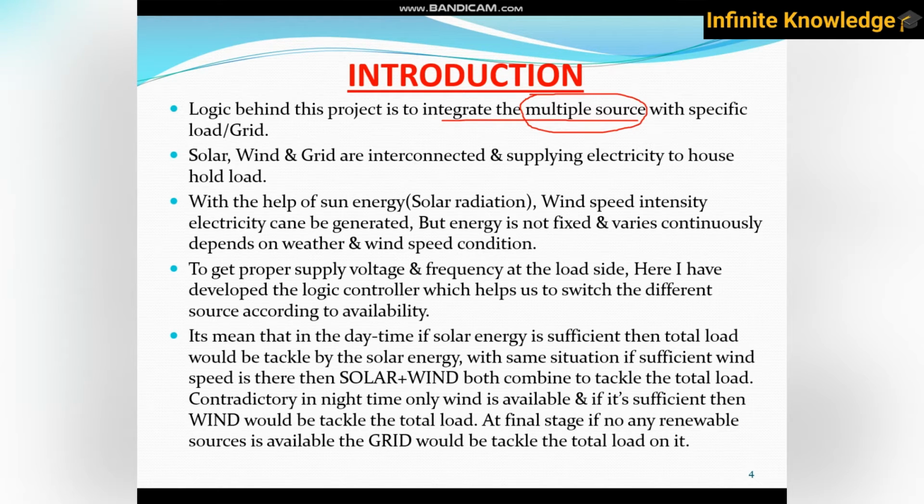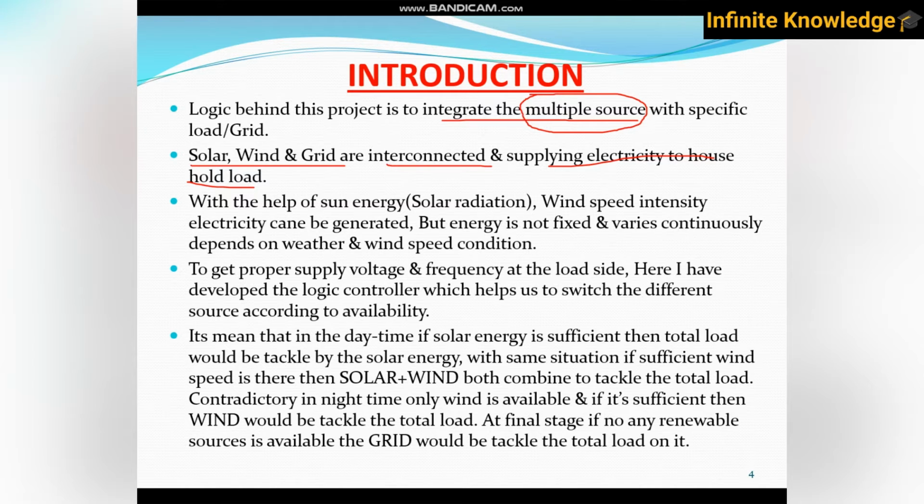What is the second point? Solar, wind, and grid are interconnected and supply electricity to your household load. I have considered 1.5 kilowatt as a household load, which is a constant load. Normally, a small house has nearly 1.5 kilowatt load. So that's why I have considered 1.5 kilowatt. We will see the simulation later in this video.